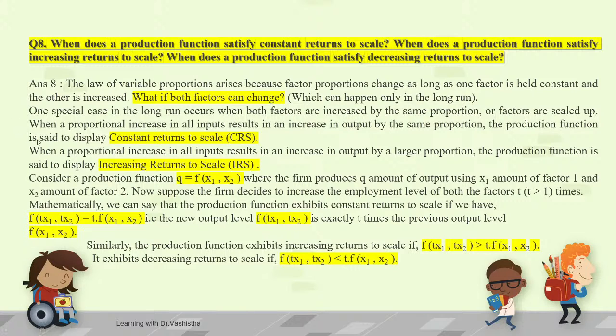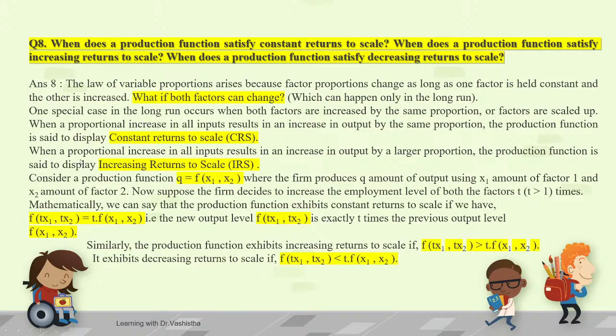Now when the proportional increase in all inputs results in an increase in output also in the same proportion, then the production function is said to display constant returns to scale, or CRS. That is, you have increased both the factors of production, and the output has also increased in the same proportion. This situation is constant returns to scale.